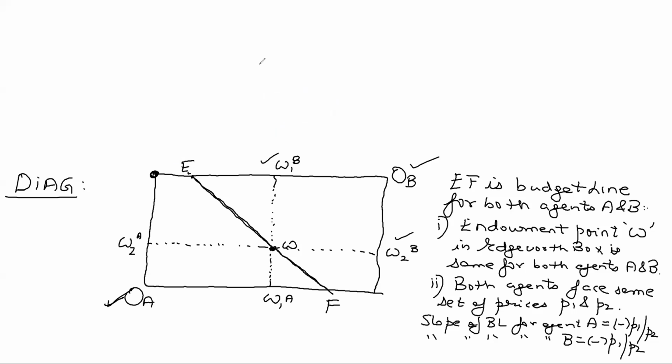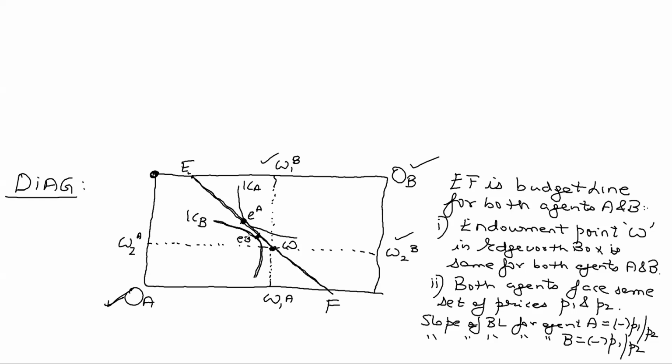Now suppose agent A is consuming at this point. So this is agent A's indifference curve. This is my ICA and this is agent A's equilibrium EA. And suppose agent B is consuming at this point. So this is agent B's indifference curve, which is ICB, and this is my point EB.